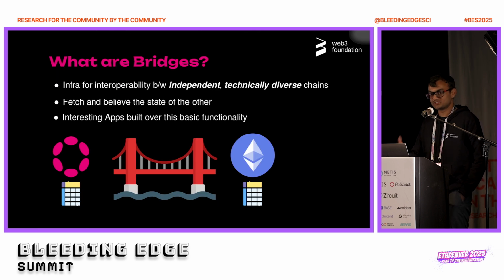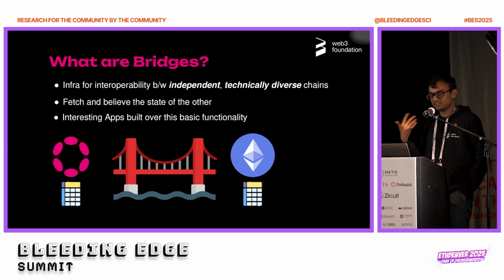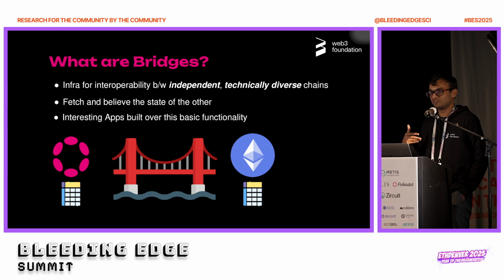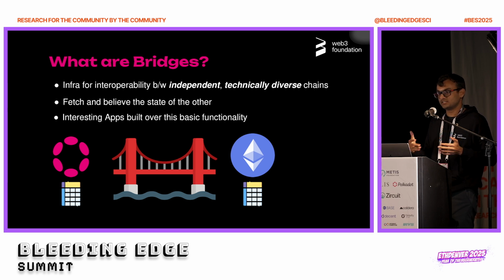I guess most of you already know, but just to set the context, bridges are infrastructure for interoperability between independent and technically diverse chains, right? So blockchains are really good within the network, but they're not so good at following other networks. So here I have Polkadot and Ethereum, and both of them have the latest state or the state after a block gets finalized. And what I mean by a bridge protocol here is, at the most general level, where the protocol allows you to fetch and believe the state of the other chain, right? And so this is kind of the base layer, and on top of this you can have interesting applications like swapping assets, migrating state, using the governance of one chain on the other, and so on, right?